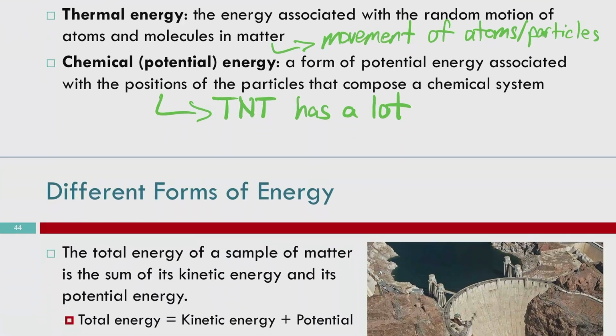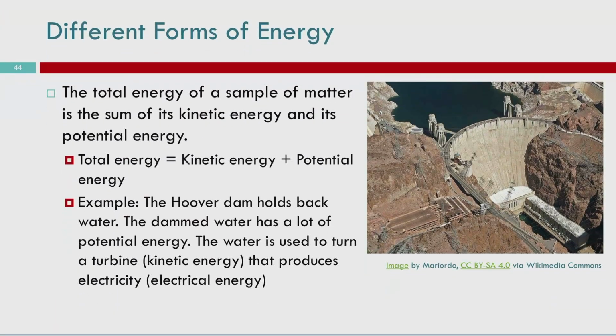So a bunch of types of energy. And the total energy of a sample is our kinetic or movement energy plus the potential energy. And you can convert these forms of energy, and the Hoover Dam, like all dams basically, is an example of using kinetic energy and potential energy to our advantage.